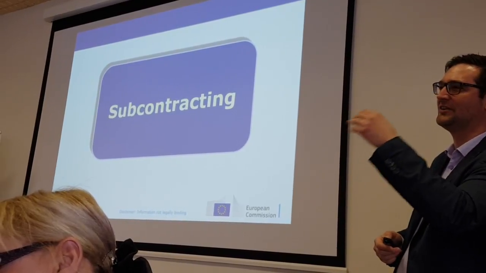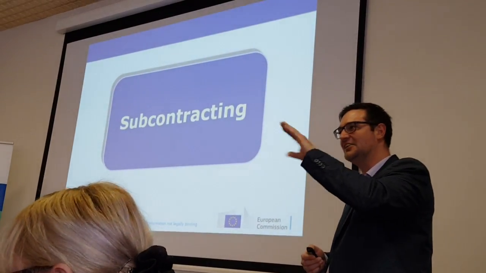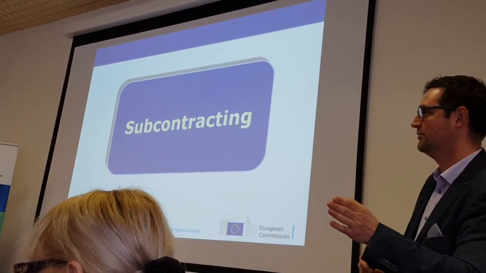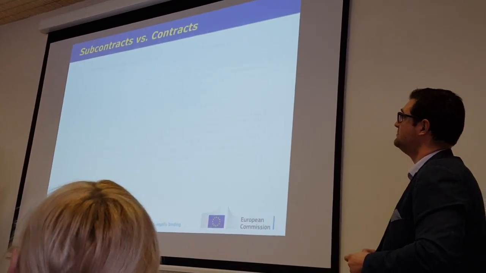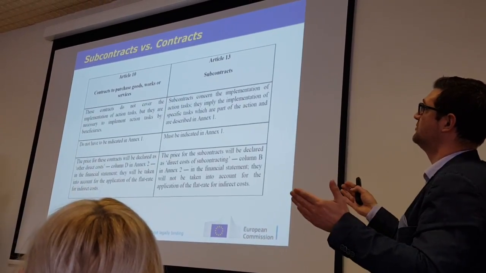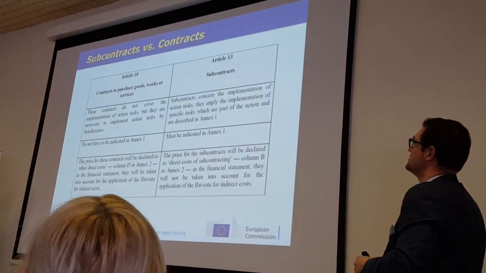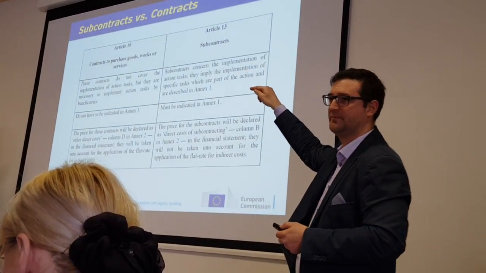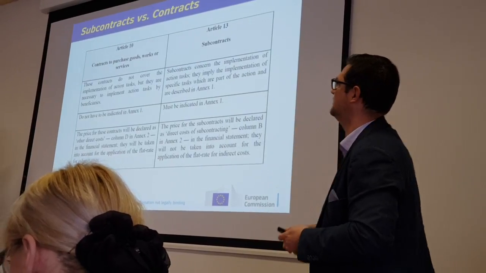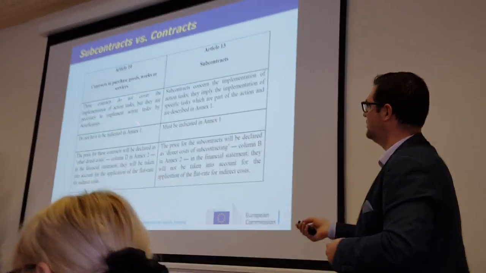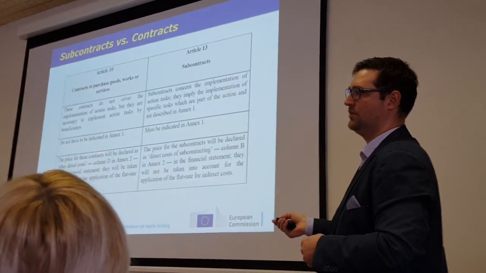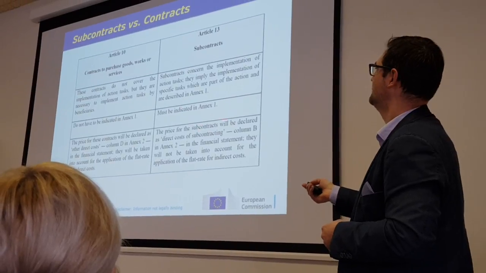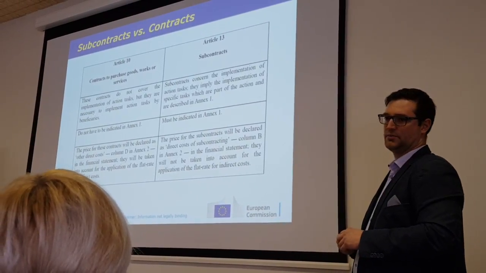So this was one issue, the personal cost, really a slight touch. And then I'd like to talk a little bit about the subcontracting and contracts. What is the difference between contracts to purchase goods, works, services, which is under other direct cost, and the subcontract? The first one, you do not have to indicate in Annex 1, in the description of action, whereas the subcontract has to be indicated in Annex 1, in the description of action.